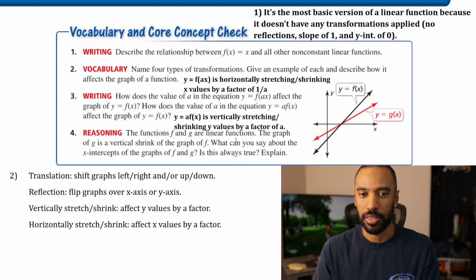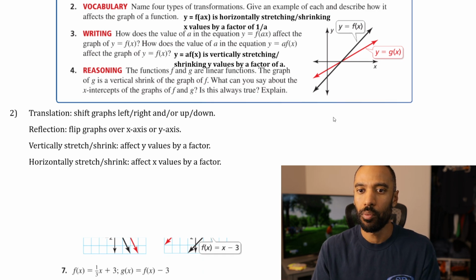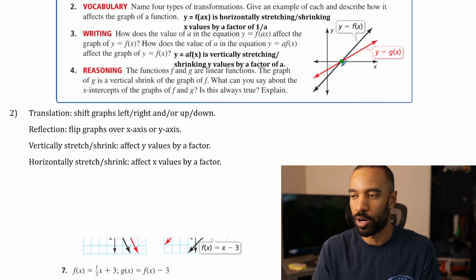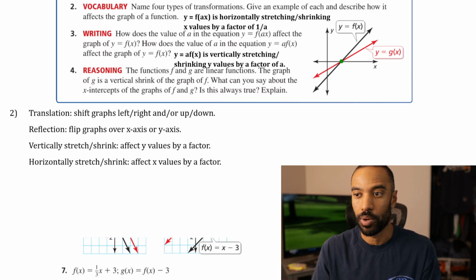What can you say about the x-intercepts of the graph of f and g? Is this always true? Explain. Well, what we note, and actually they're giving you a graph right here to explain it. So the x-intercept here you can tell is the same, and I explained why before. The reason for this one, so it's going to stay the same.